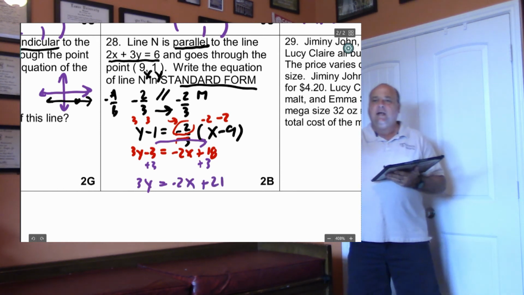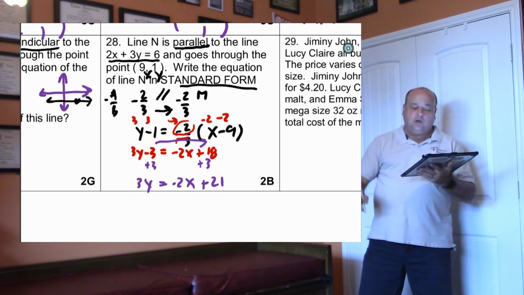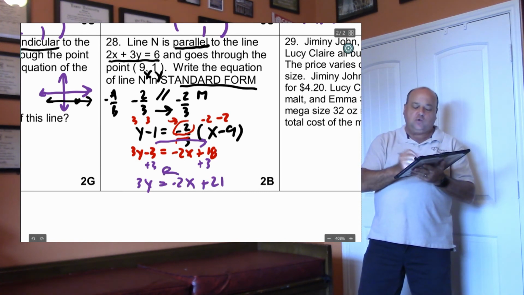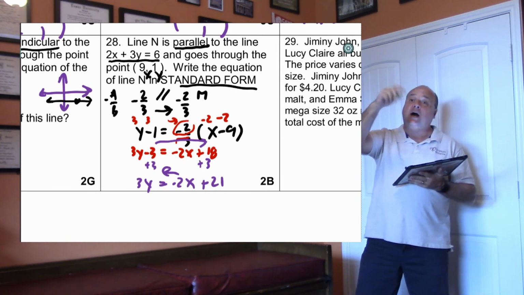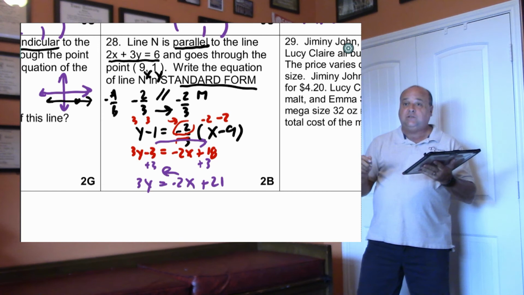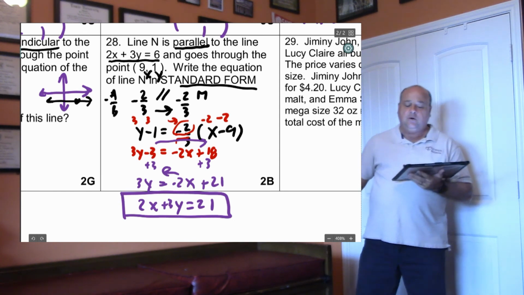Now then, if I want mx plus b, I'm dividing by 3. If I want standard, I move the 2x over. And I want standard form, so I'm moving that 2x over. Since it's a negative slope, it's going to turn positive. So I won't have to switch the signs. So 2x plus 3y equals 21 is my equation in standard form.